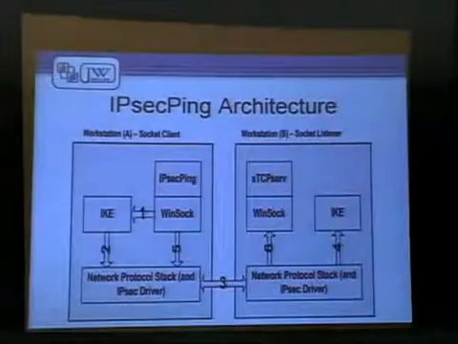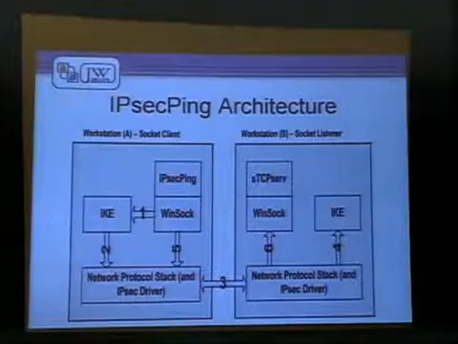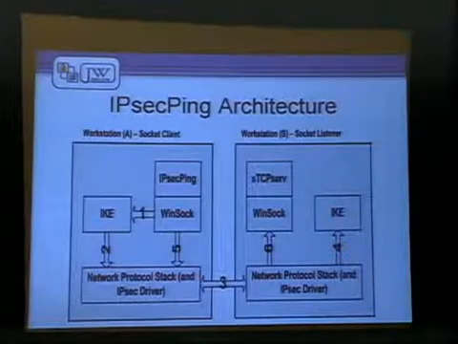Ike says, ooh, I need to see if there's a matching policy with this server that he's trying to connect to. And I need to see if I can negotiate the key with that server. So in order to negotiate that key, Ike has to start sending packets to the server. So that's arrow 2. Ike is calling into the network protocol stack.